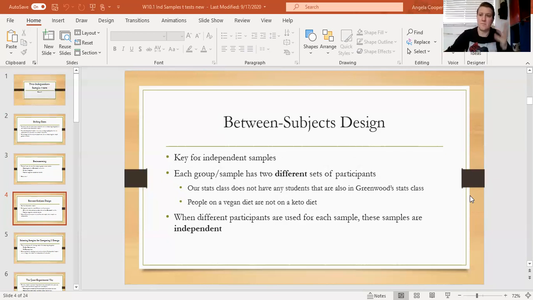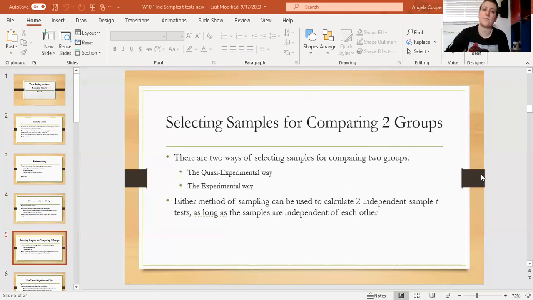We're not comparing test scores with our own class, comparing test scores twice. That's going to be something we talk about with dependent samples t-tests. Rather, the people in our samples are different. And that is a between subjects design, which is key for independent samples t-tests. Look for that between subjects design where our groups are of separate, completely different people. That seems to be like an independent samples t-test.